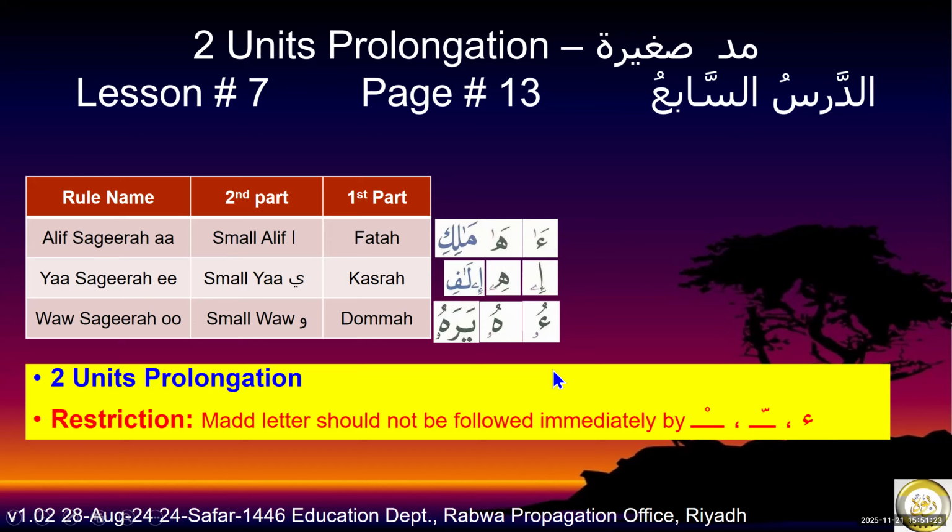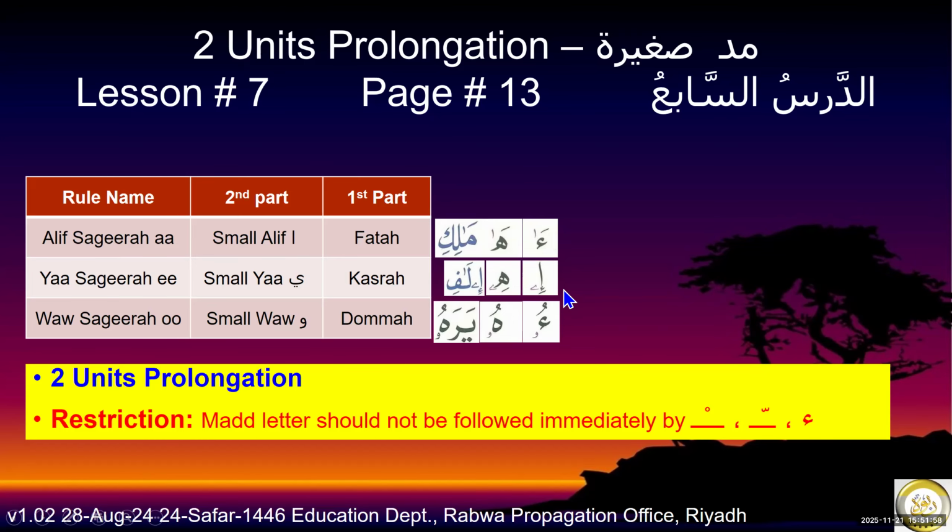All these three cases, alif sagira, ya sagira, and vav sagira, should not be followed immediately by any of these three: the actual hamza, the letter hamza itself, or the letter with shadda, or the letter with the sukun. If any of these follows a sagira letter, then it is not enough to have 2 units of prolongation. It must be prolonged 4 or 5 units, depending on the location of the hamza. And if it is a shadda or sukun, it has to be prolonged 6 or 7 units.